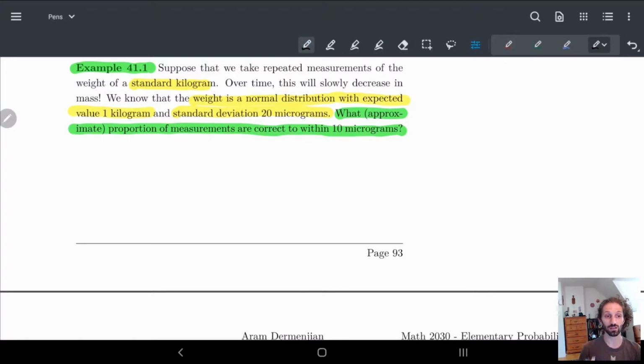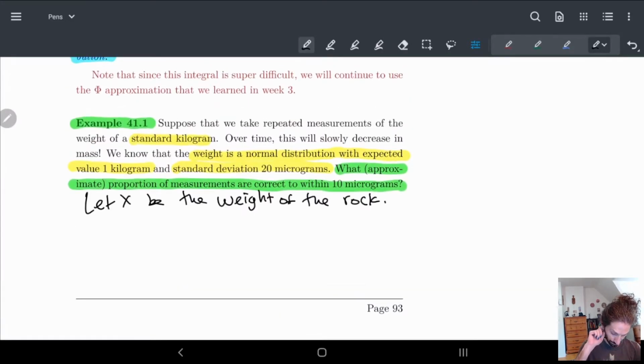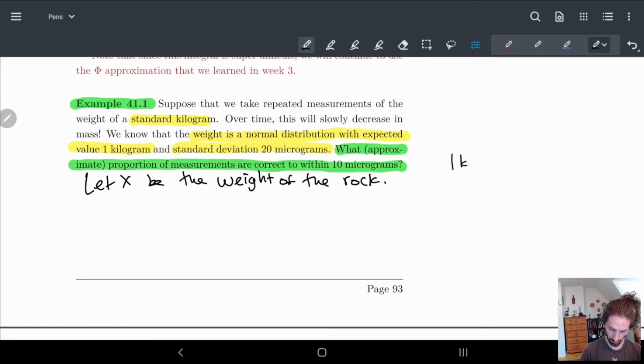So let's first write out some things. First, let x be the weight of the rock. What we're going to do is look at a microgram. We're going to convert everything into micrograms. So 1 kilogram is roughly equal to 10 to the 9 micrograms. So 1 with 9 zeros after it.